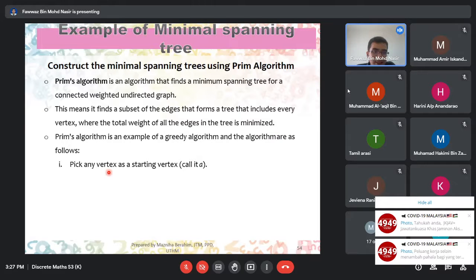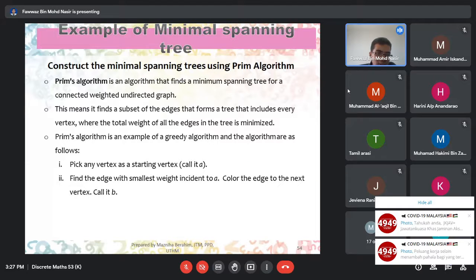Okay, so basically the steps involved bila kita pakai Prim's algorithm is mula-mula kita pick any vertex as the starting point. Okay, kita just pilih randomly mana vertex dalam that graph jadi kita punya starting vertex. Okay, jadi contohnya dalam step ni dia label the starting vertex as A. Okay, then find the edge with the smallest weight incident to A. Jadi kita cari edge mana yang connected to A yang weight dia paling kecil.